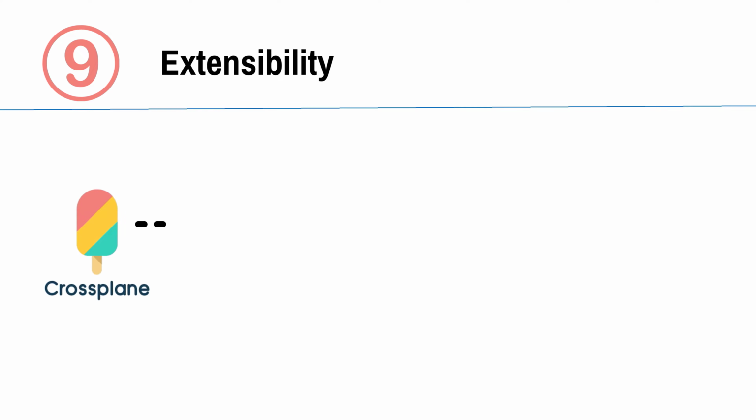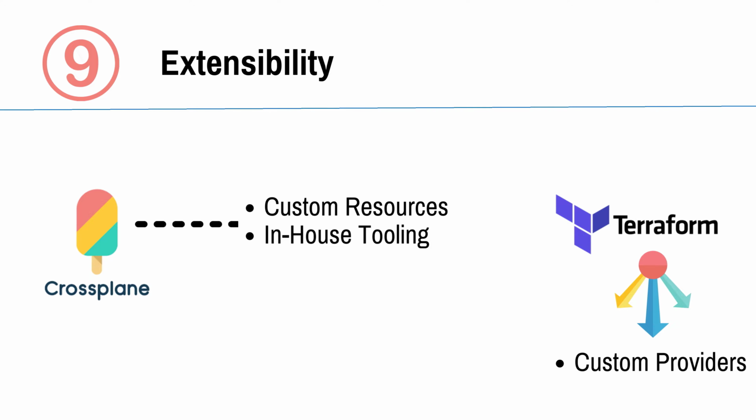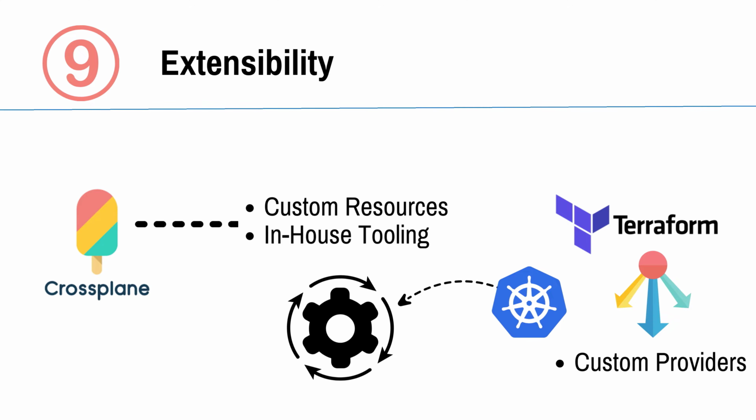Advantage number 9, and our final one, is extensibility. Crossplane can be easily extended to support custom resources or in-house tooling, while Terraform also offers extensibility via custom providers. Doing this in a Kubernetes native way may be more straightforward if you already operate in a Kubernetes ecosystem.